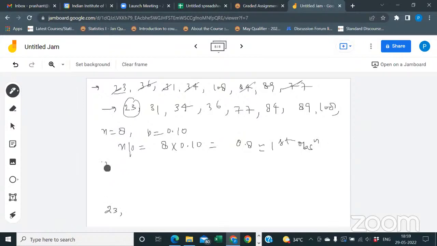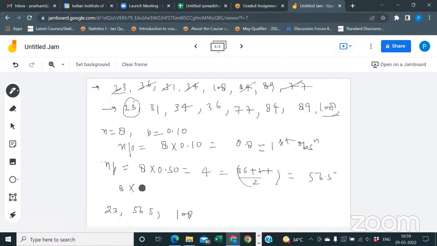Okay. Now n equal to 8 and p equal to 0.5, meaning the 50th percentile. It will be 4. So what will be the 50th percentile? The 4th and 5th observation average. Average of 36 plus 77 by 2. So what will be the answer? 103 by 2, 56.5. Okay, 56.5. The 100th percentile will be the last observation, that means 108, because 8 into 1 will be the 8th observation. Okay. So are these things in your options or not?